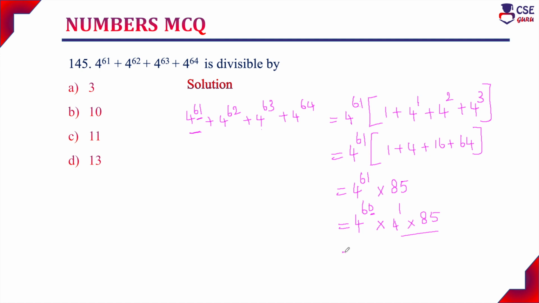So 4 into 85 is 340, so 4 power 60 into 340. This is also 0 in the ones digit, so obviously this will be divisible by 10. So the correct option is option B, 10.